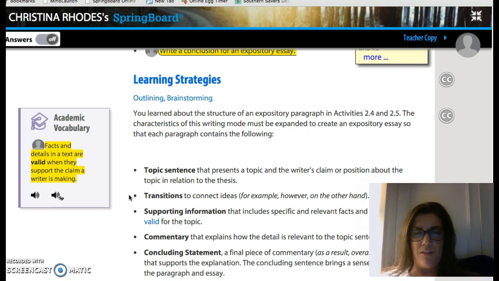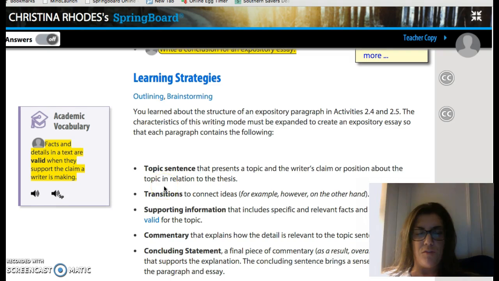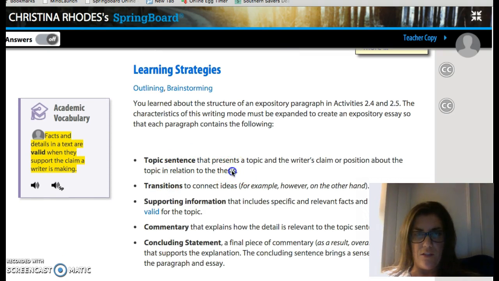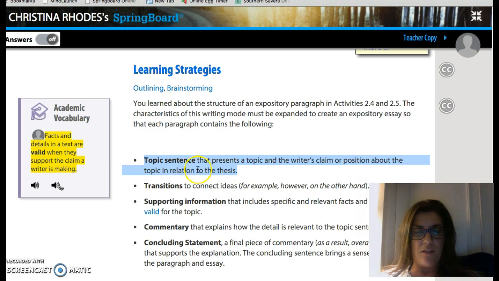Okay, you learned about the structure of an expository paragraph in activities 2.4 and 2.5. The characteristics of this writing mode must be expanded to create an expository essay so that each paragraph contains the following. So you need to put your finger on topic sentence. It says, the topic sentence presents a topic and the writer's claim or position about the topic in relation to the thesis. You definitely want to start with a topic sentence.